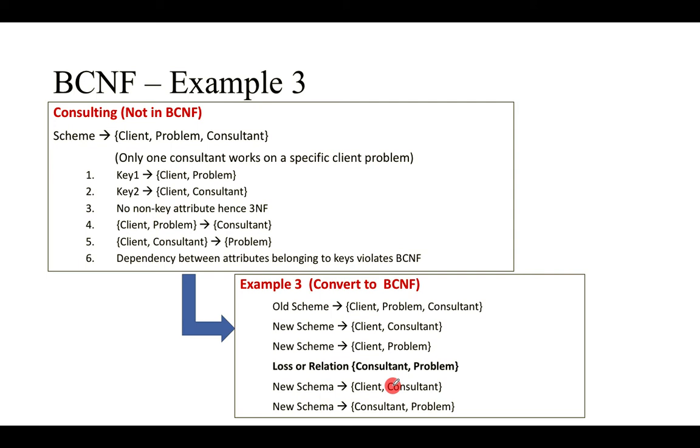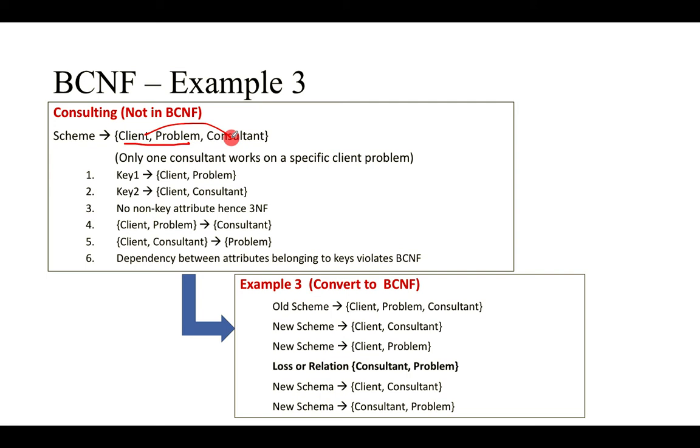In example number 3, we have a table having 3 attributes: client, problem, and consultant. In this table we have some keys. The first key is the composite of client and problem, and the second key is the composite of client and consultant.